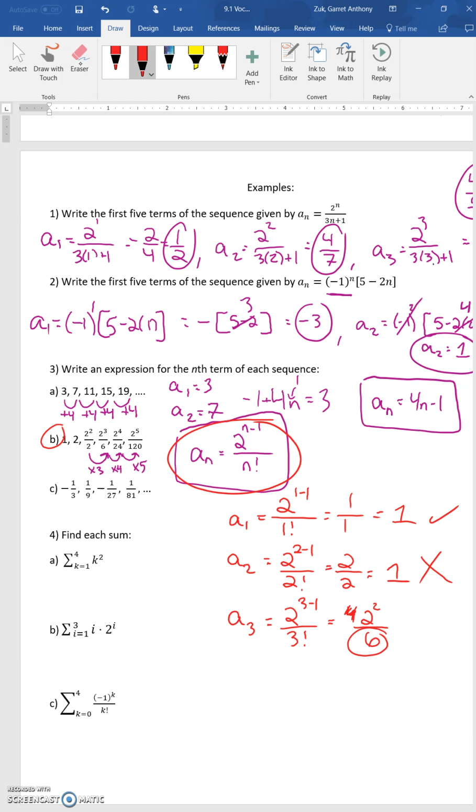So whenever you write these rules, once you think you have your final answer, go ahead and write out a couple terms and make sure they match like they're supposed to. It may mean your n needs to be an n minus 1 or an n plus 1. That's not too bad of a check. So let's go ahead and do some erasing here.